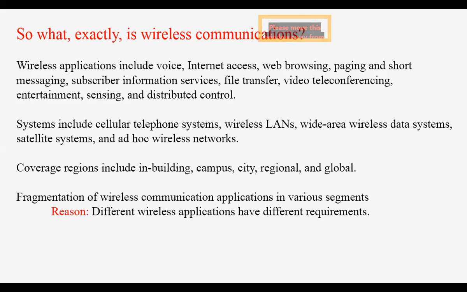Now, connectivity is such that if you have a friend in the US, you can easily just dial and connect with that particular friend. So connectivity has now improved because of satellite communication, wireless communication, all these technologies. Next, fragmentation of wireless communication applications in various segments. This is a very important thing. At this point it is very difficult to understand, but I will try to elaborate in detail about this, and what the meaning of fragmentation is.